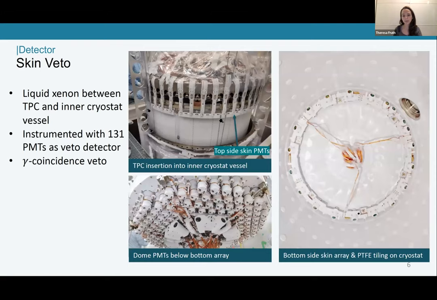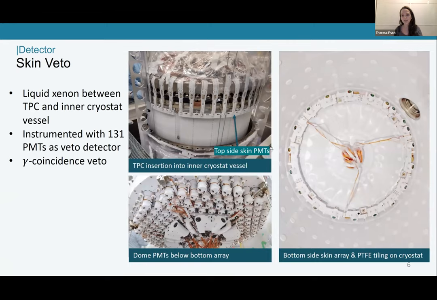In between the TPC and the inner cryostat vessel it sits in, there's this thin layer of liquid xenon. And we want to make use of this layer of liquid xenon as a coincidence detector. So we have instrumented it. We have PMTs on this top here. So here you can see the sides of the PMTs, they're looking downwards.